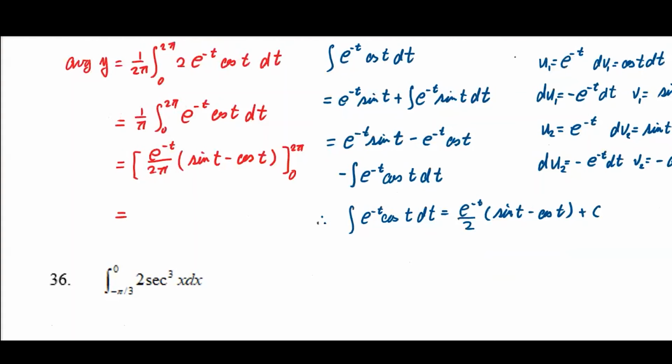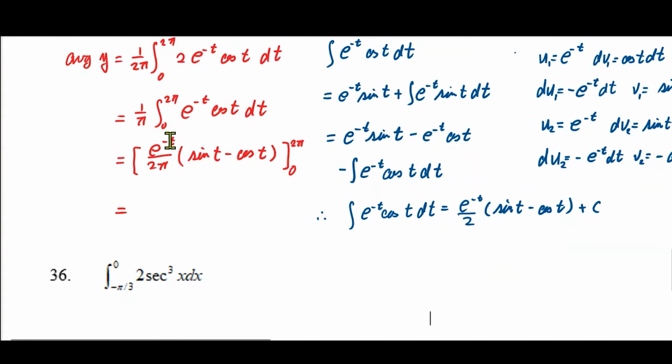Are you with me? And then you're thinking, wow, this is a nightmare. How are we going to evaluate this? Watch this. Whatever this is, if I put 2 pi and if I put 0, these are periodic functions. Aren't these two things exactly the same as far as sine and cosine is concerned? I might as well have 0 to 0 here. You know what I'm saying?